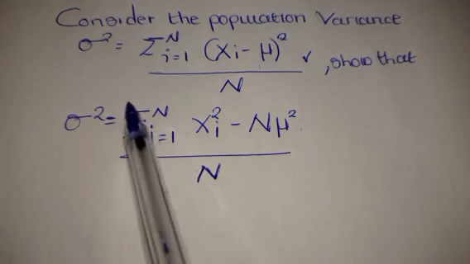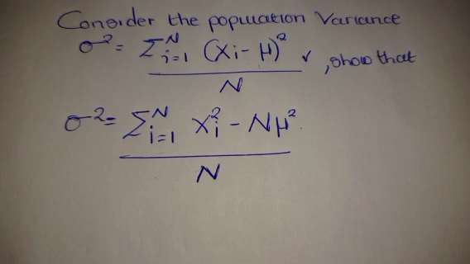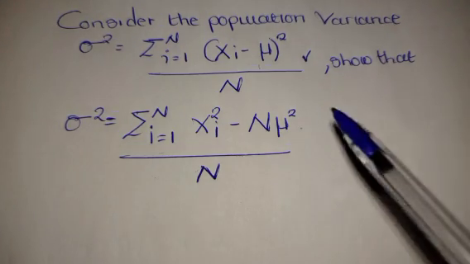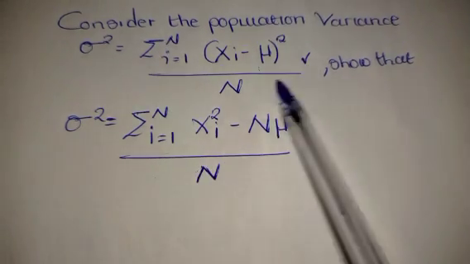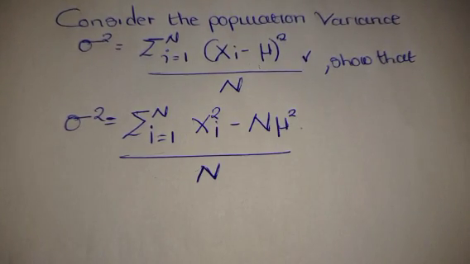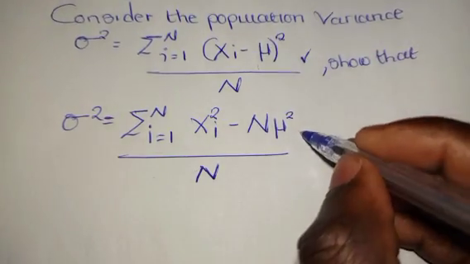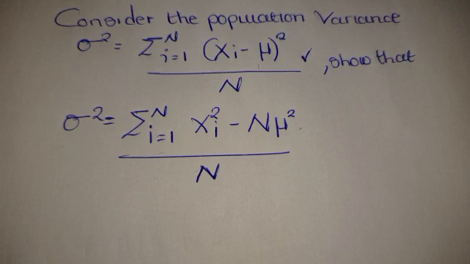So today we have been faced with one interesting question, which reads: consider the population variance. Remember, variance is also referred to as sigma squared. We have been told that we should show that this formula is equal to this formula. Remember that this is a complex equation and this is a simplified equation.